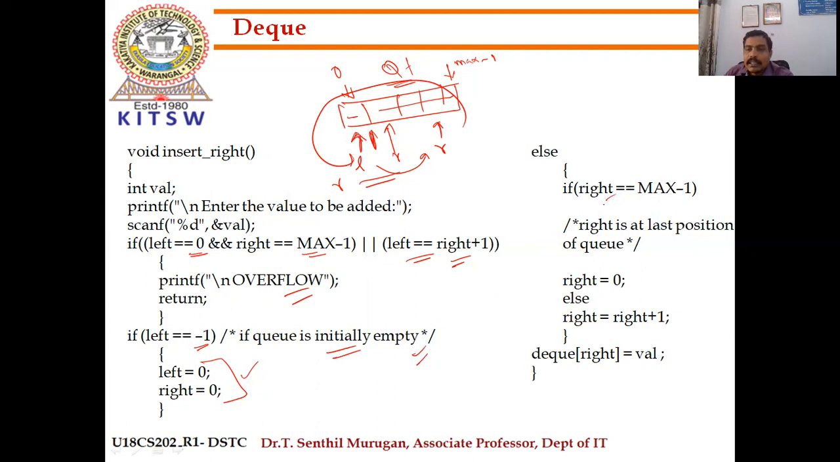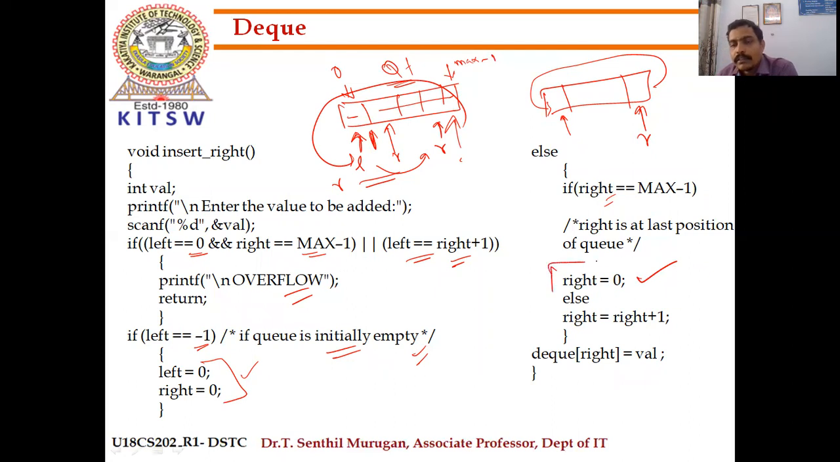If it is not empty, then we check whether right equals max minus 1, that is, whether the right pointer is pointing at the last location. If so, it will point to the 0th location again, since it is a circular queue. That's why we use right equal to 0. If it is not empty and not the last location, we can simply write right equal to right plus 1. Then we simply assign the value: DQ of right side.